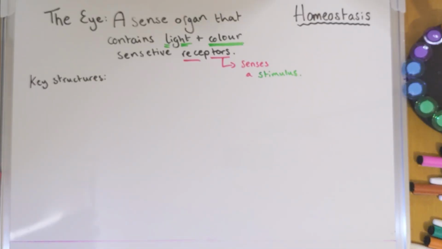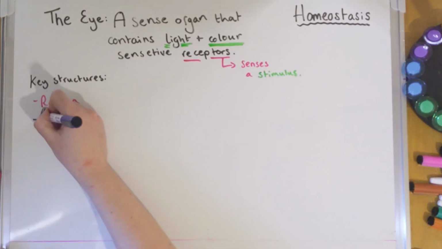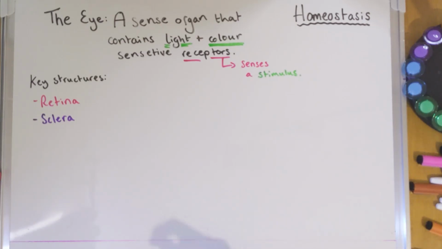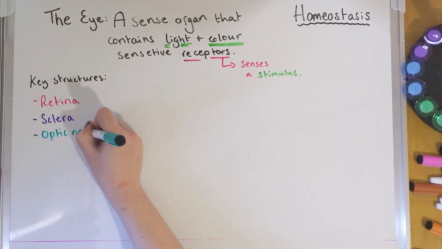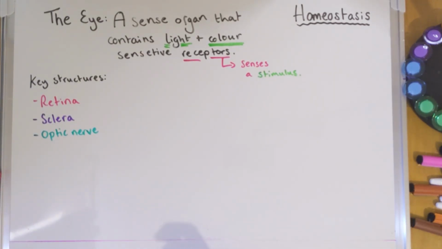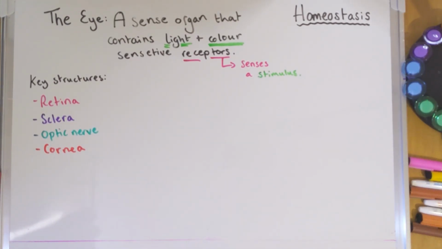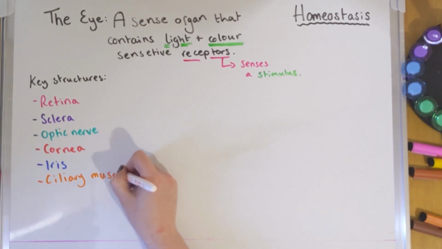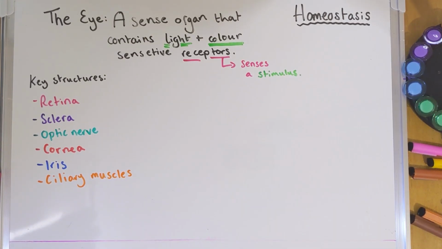Okay, your first structure is the retina. Your next key structure is your sclera. You have the optic nerve. You've got the cornea. You've got that colourful part of your eye, the iris. You have your ciliary muscles. You have your suspensory ligaments.